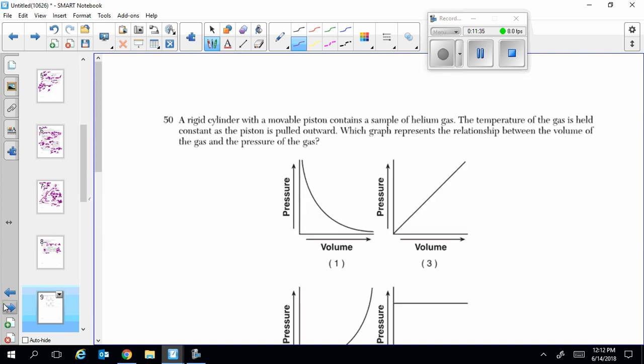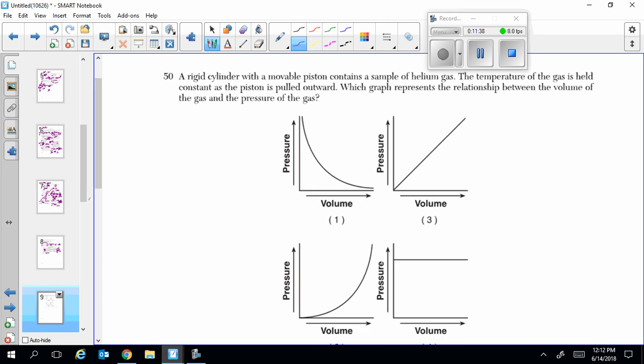And my last question. A rigid cylinder with a movable piston contains a sample of helium gas. The temperature is held constant as the piston is pulled outward. Which graph represents the volume and the pressure? So first of all, this graph makes no sense. That would mean like the volume increases as the pressure stays the same. That doesn't work. It's also not directly proportional.